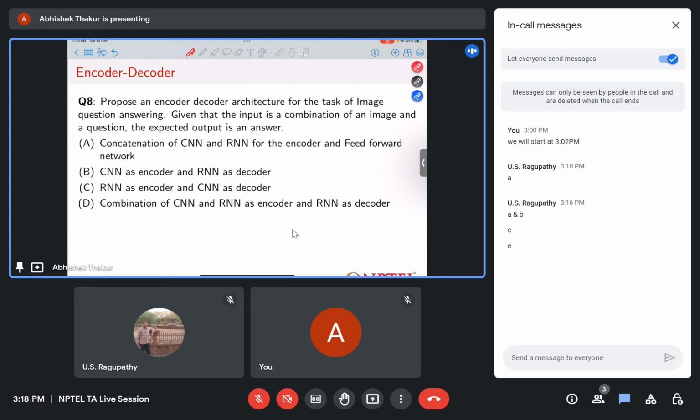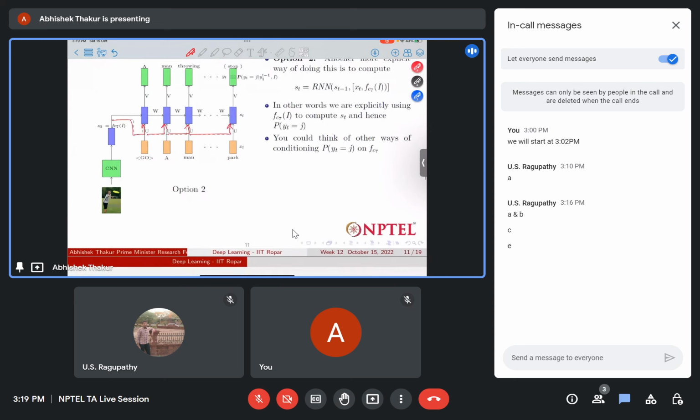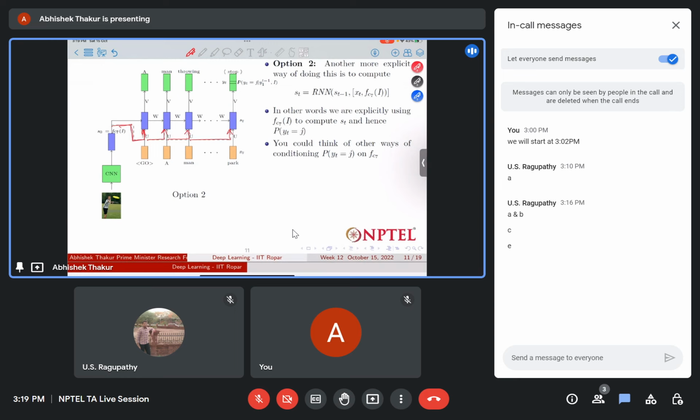So which architecture will we use? This can be easily done using the concatenation of CNN and RNN for the encoder and a feed forward network, as we have already studied in the week 12 lecture. If you go through the lecture, you will know how it can be done. It is just the combination of both. We have also seen here how we can provide the final layer, that is the fully connected layer of the CNN, to this network.